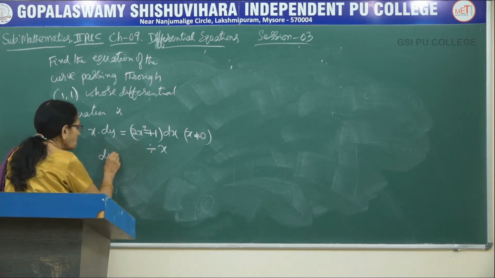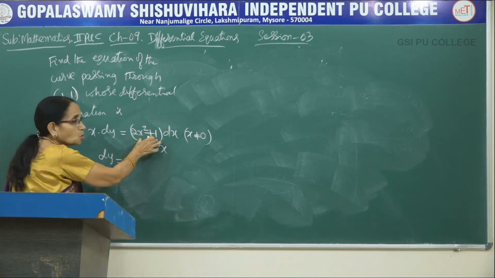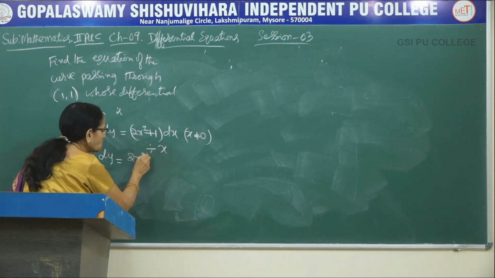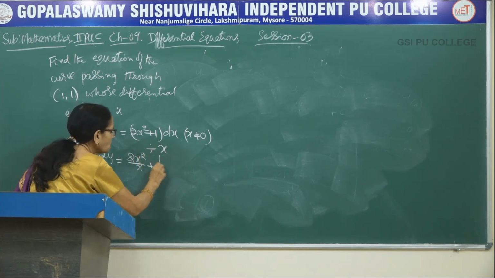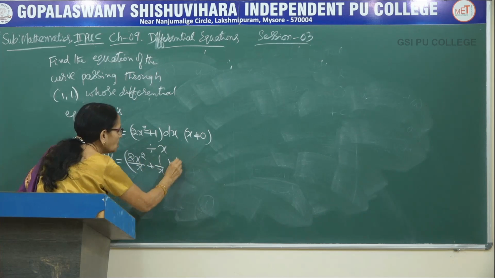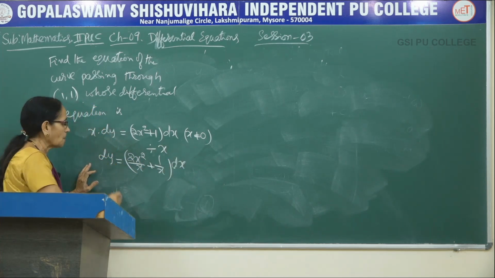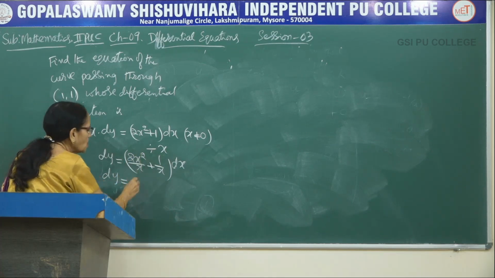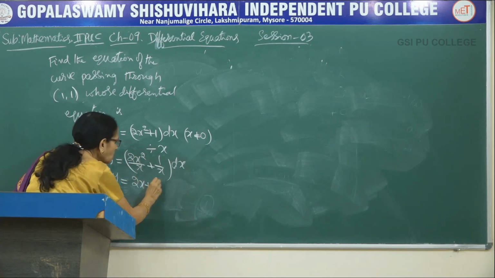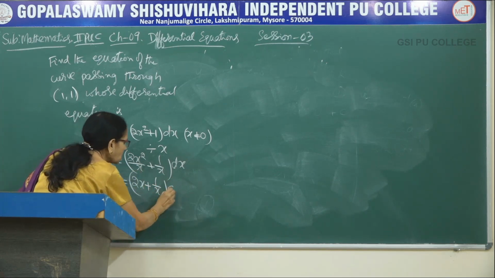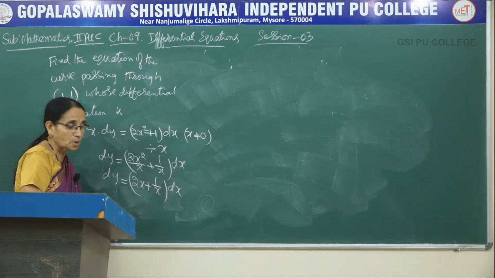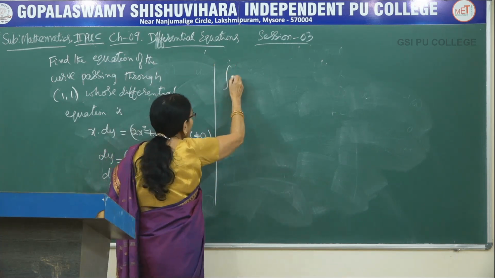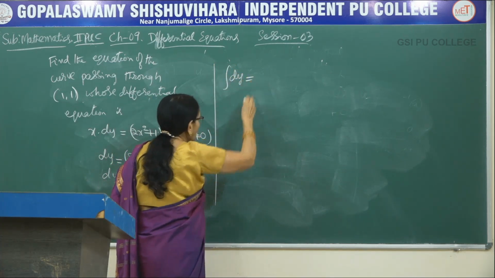So, when you divide dy by x, there are two terms here; divide both of them by x, that means 2x square by x plus 1 by x into dx here. Now, let me write the simplified form. dy would be equal to, x is cancelled, 2x plus 1 by x into dx. Clearly, you can see that the variables are separated. Now, let us go for integration.